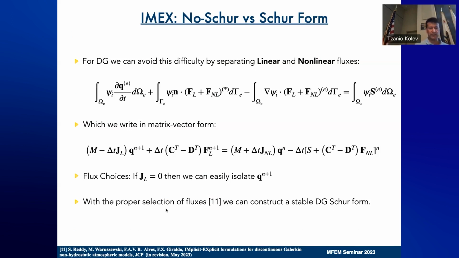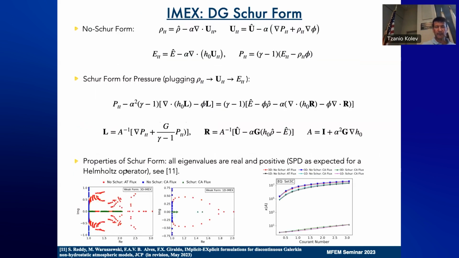And I won't go into the details here, but the paper that Sohail and I are working on, hopefully will be done sometime in the next few days, talks about these fluxes. How do we come up with these fluxes? You can actually select a bunch of fluxes for the linear and nonlinear terms that allows us to make this jump for the linear term 0, so that we have a mass matrix that's easily invertible. And we can construct a Schur complement.